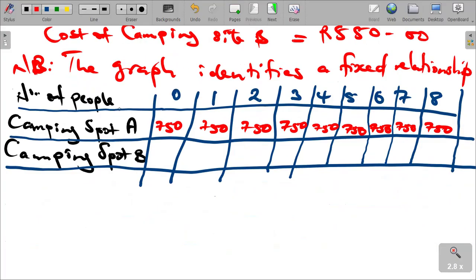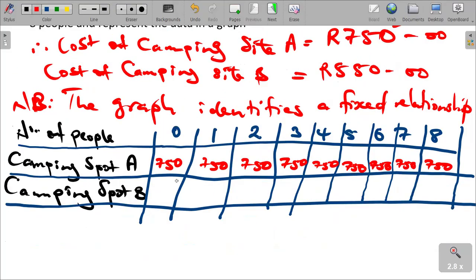So we have got camping site B. Camping site B is given here that it costs 550. So we can put that amount also, 550. It is costing 550, 550, 550, 550, 550.